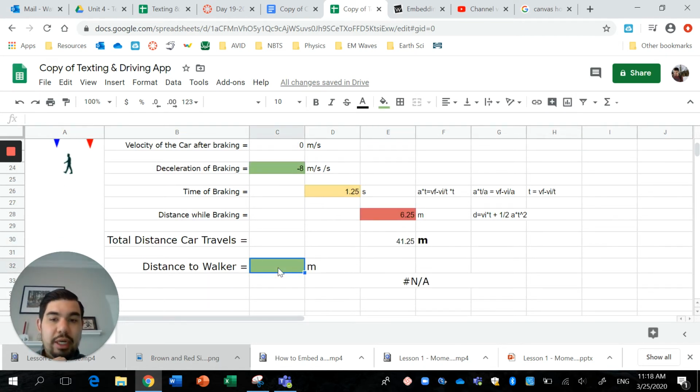Now, we want to figure out how far was the distance to the actual walker. So at the very beginning of the system, how far was it from the car to our pedestrian? And this is just a number that we can input ourselves. Let's say 40.